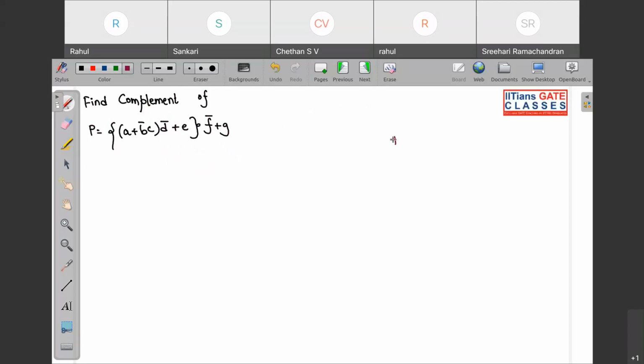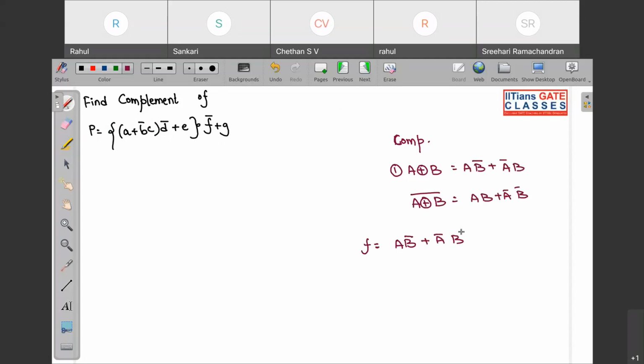How to calculate the complement using the dual. So we know, for example, this is the XOR function, and we know the complement of this is AB plus A complement B complement. Now assume this function is given to me, and I want to find the complement of this function.